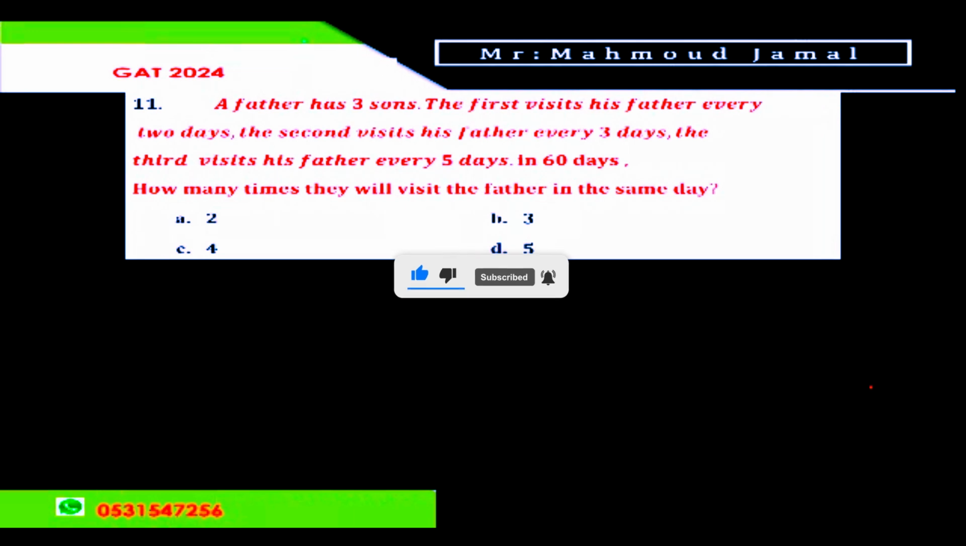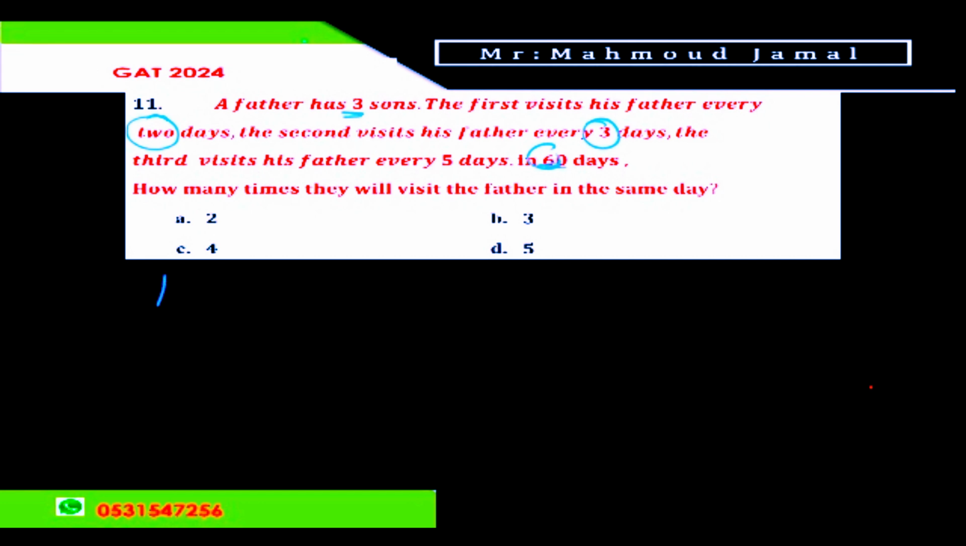The first question today. A father has 3 sons. The first visits his father every 2 days, and the second visits his father every 3 days. The third visits his father every 5 days. In 60 days, how many times will they visit their father on the same day?